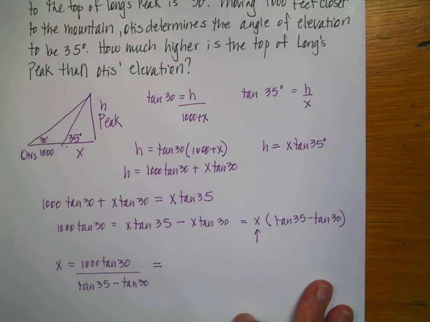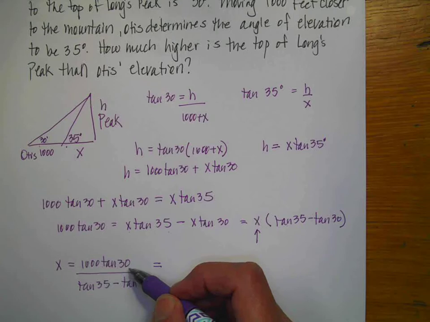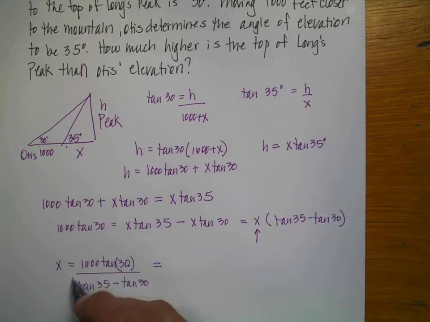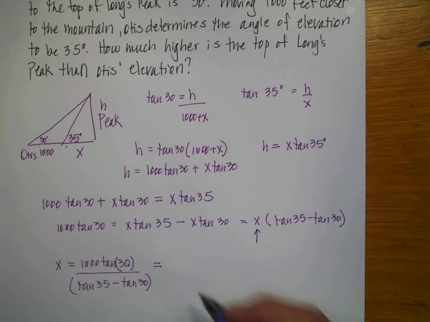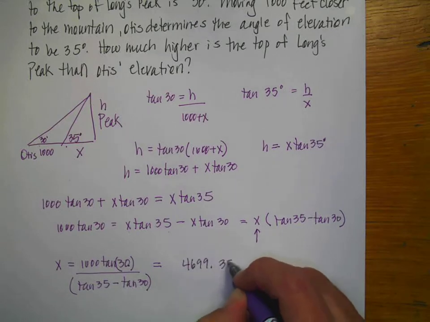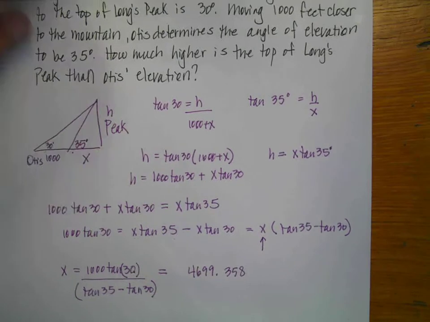When I do that in my calculator, you need to be very careful with parentheses, but you also need to be careful with the mode. Your grapher should be in degrees. Remember, this opens a parenthesis, so you need to close it, and the entire denominator should be in parentheses as well. When you do that math in your grapher, you get that X is 4699.358. But the problem said, what's H?